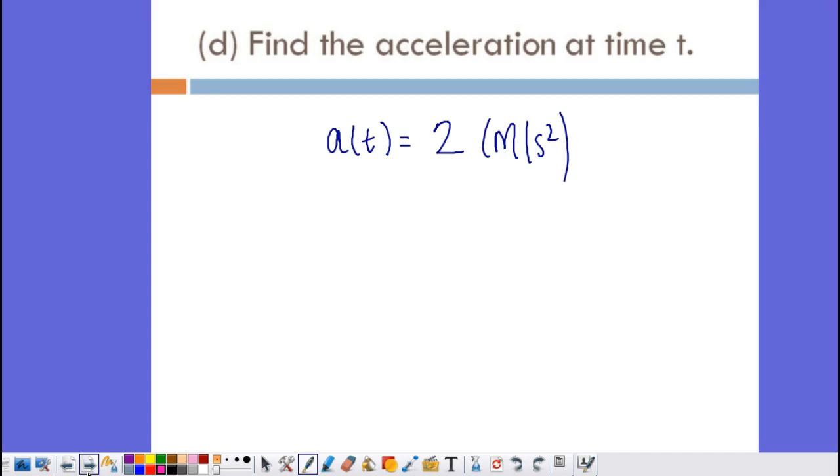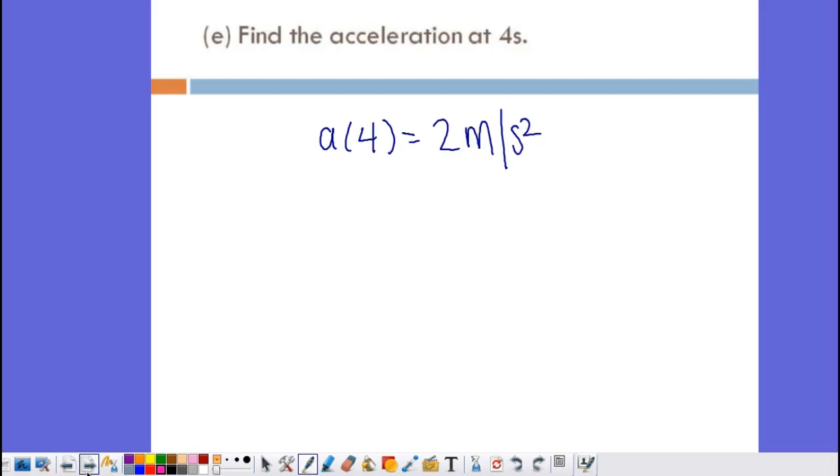So if they asked you to find the acceleration at 4 seconds, 15, it's not changing. It's going to be 2 meters per second squared, whether we're at 4 seconds, 10 seconds, 30 seconds, etc.